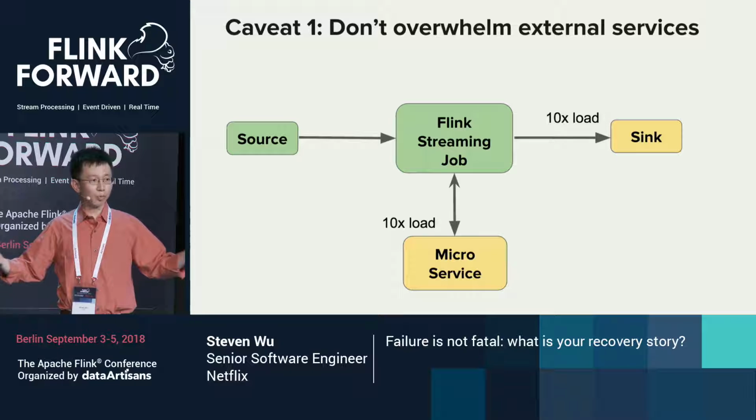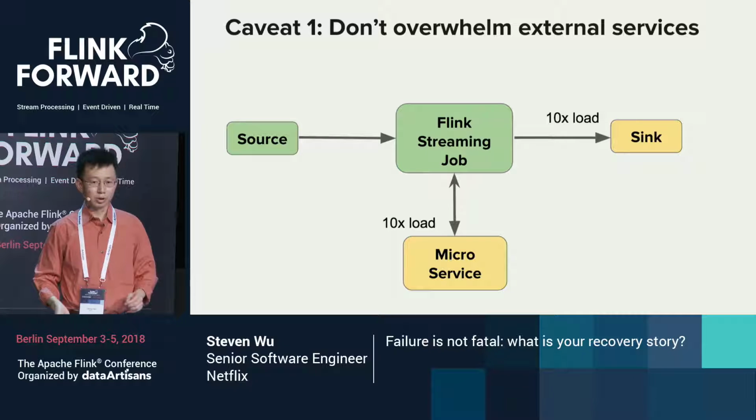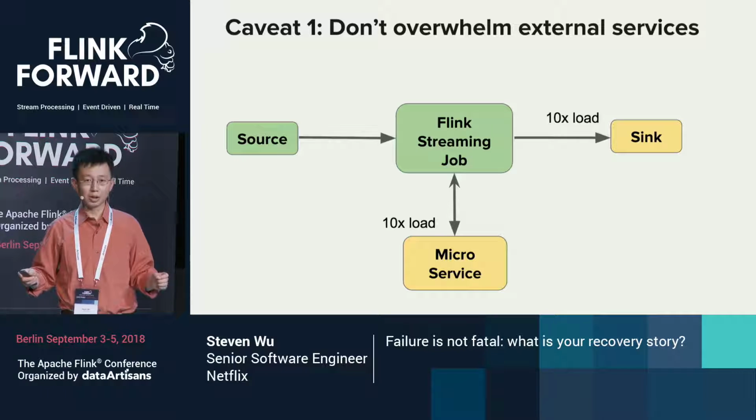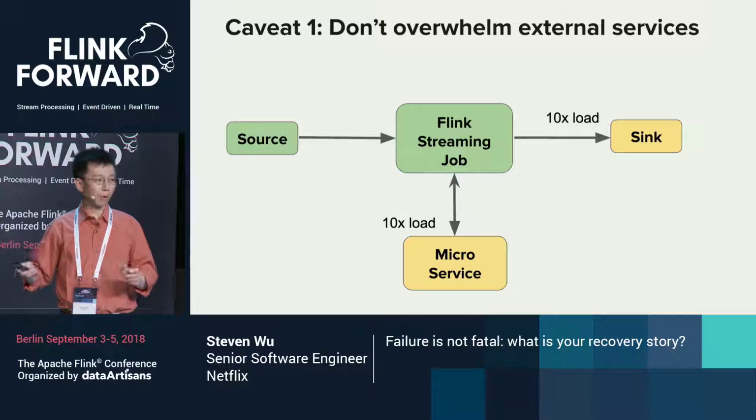You may wonder why this is a problem. Back pressure will kick in. We just apply the back pressure to the Kafka source. The problem is not for the Flink job. The problem we are concerned about is on those external dependencies, because they may be shared by other clients that are in the critical path of Netflix customers streaming videos. We do not want to affect them.